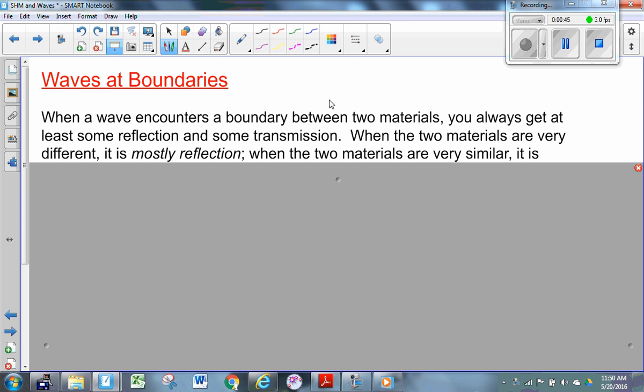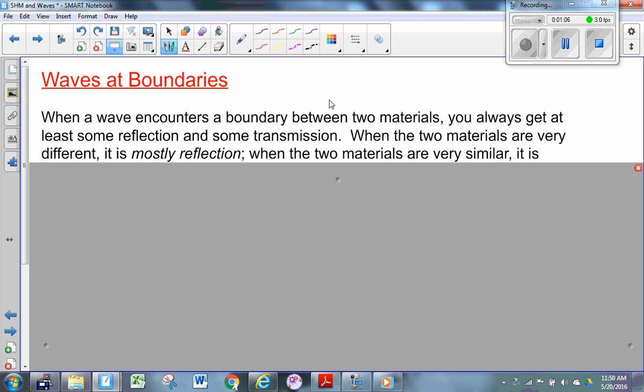When Ollie was our volunteer up here yesterday, and we sent that slinky wave down towards Ollie's hand, and it reached the boundary between the slinky and the hand, we found that most of the wave was reflected, but a little bit of it actually did keep going. We saw Ollie's hand move a little bit, so a little bit of the wave was transmitted, but most of the wave was reflected.